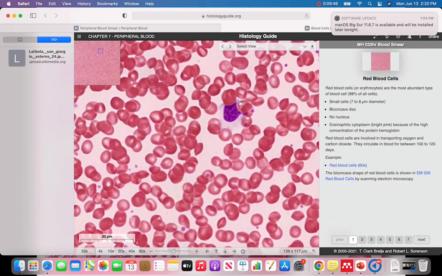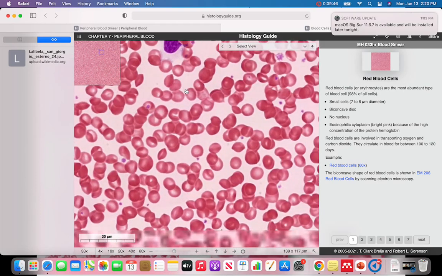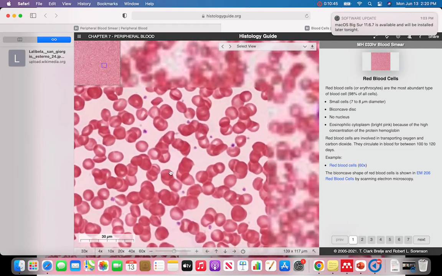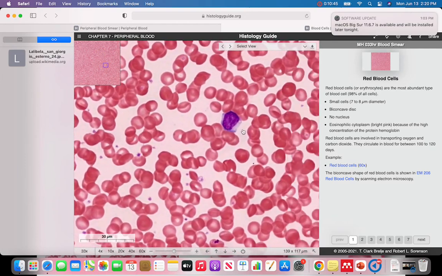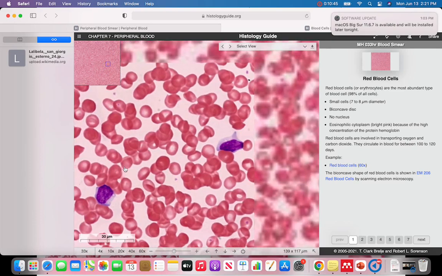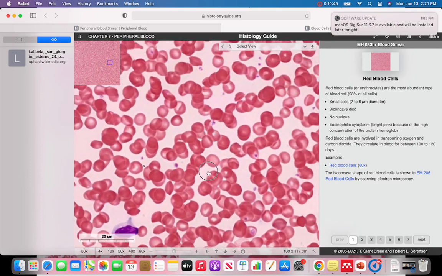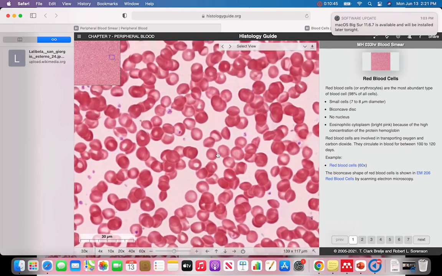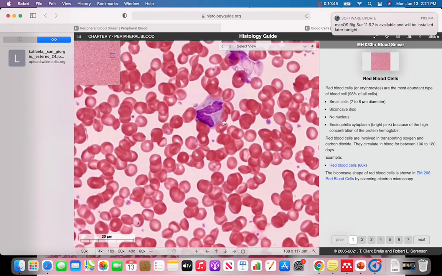This is also a lymphocyte. I mean, this is also a monocyte, but it's covered by red blood cells. Let's look for another one. This is a lymphocyte. Yeah, this is the monocyte. As you see, it's a large cell with a C-shaped nucleus.